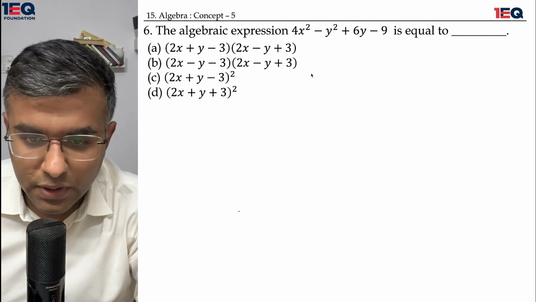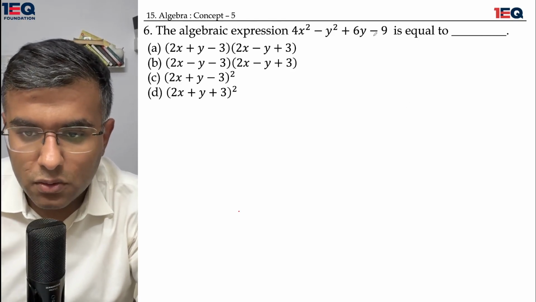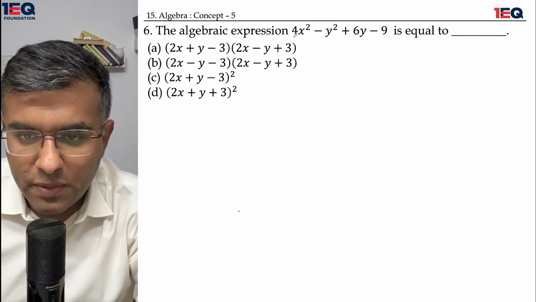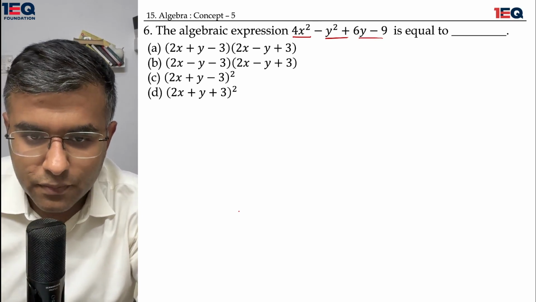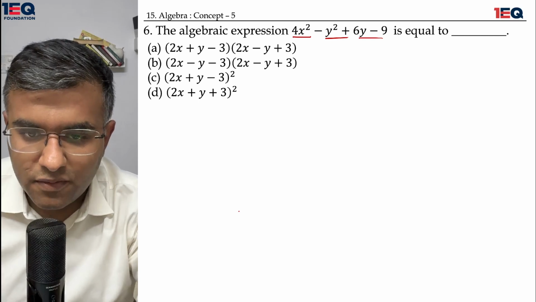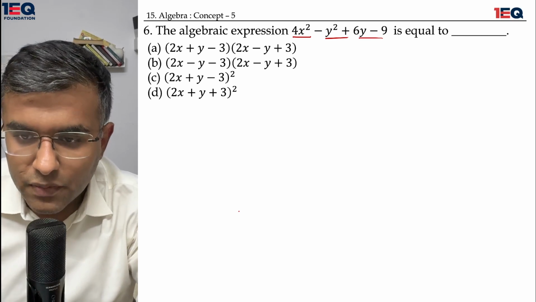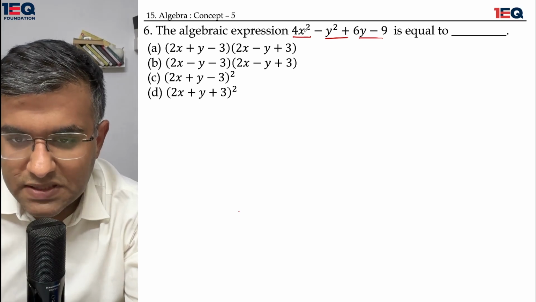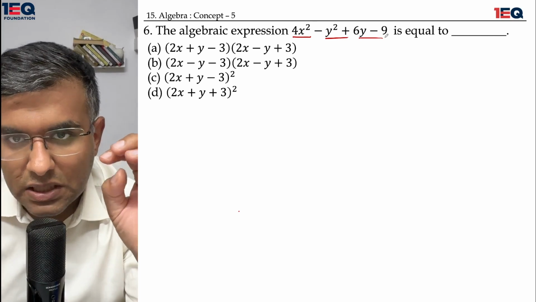So we were doing this particular question. Here, we need to find out the expanded form of all the options and try to match it with whatever is written in the question. So what do we actually have here? We have an algebraic expression. It says 4x square minus y square plus 6y minus 9.